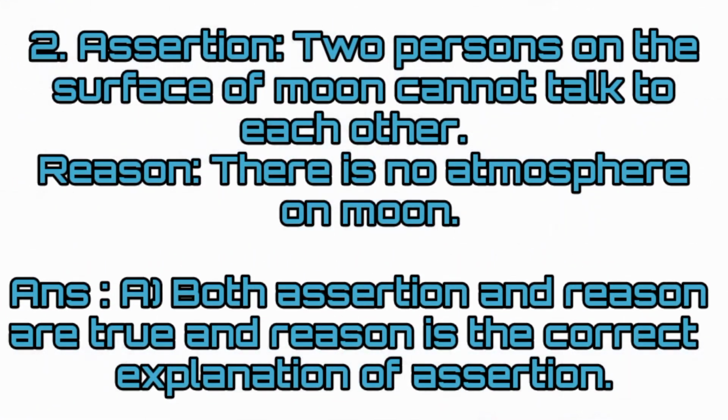Then second question. Assertion: two persons on the surface of the moon cannot talk to each other. Reason: there is no atmosphere on the moon. Here assertion is true and reason is also true, and the reason correctly explains the assertion. So option A is correct. Both assertion and reason are true and reason is the correct explanation of assertion.